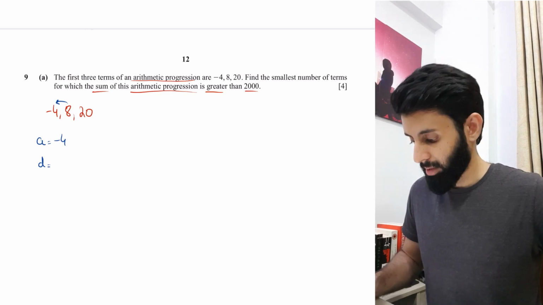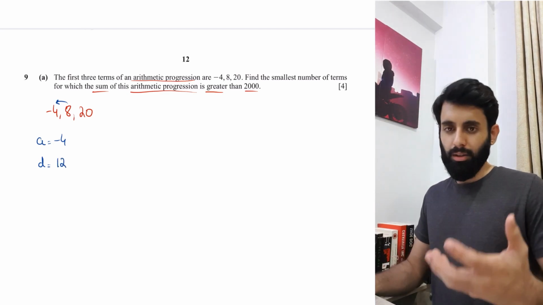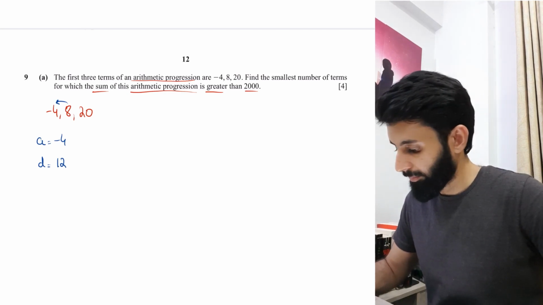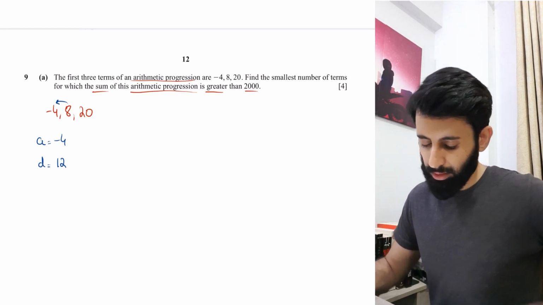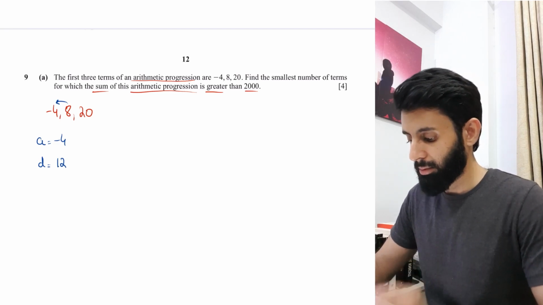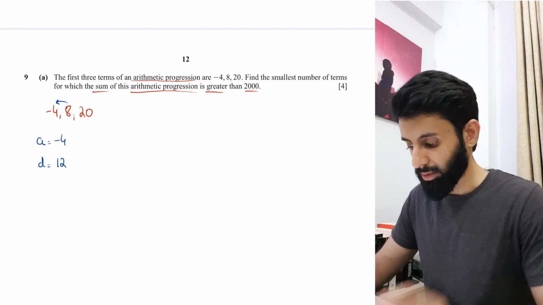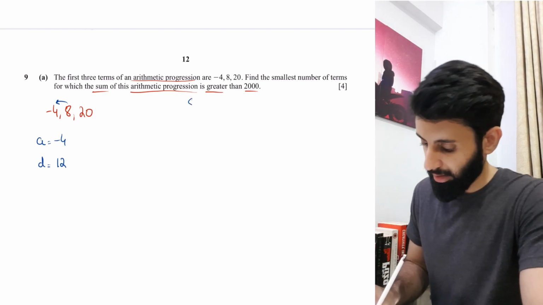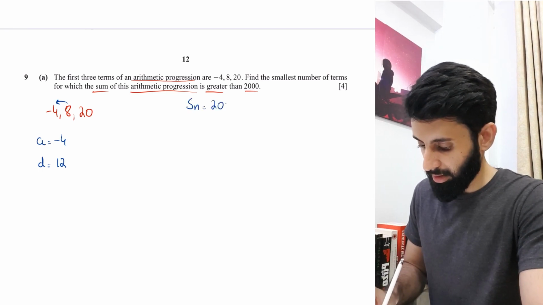So 8 minus minus 4 is going to be equal to 12. Or you can look at it this way, that you're consistently adding 12 in order to get to the next term. Okay. And then you want the smallest number of terms for which the sum of this arithmetic progression is greater than 2000. So what I'm going to do is find out the number of terms that I need in order to make sure that the sum is equal to 2000.